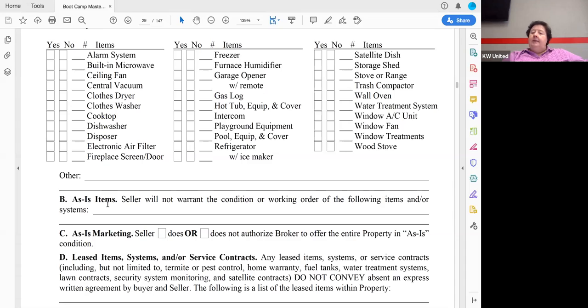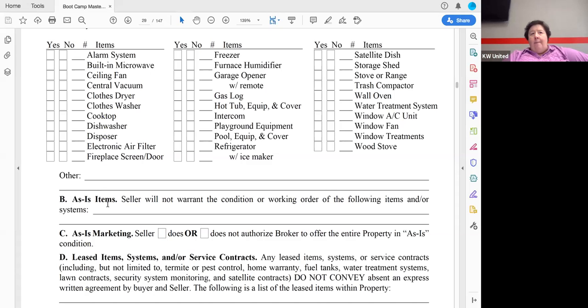Window treatments. So your blinds and the hardware convey, but are there treatments like curtains or valances that are conveying, okay? And a wood stove is not a fireplace, and a fireplace is not a wood stove. Now, a wood stove could be sitting in a fireplace. They have it setting into the fireplace or in front of the fireplace, but it's its own separate box that generates heat with wood, okay? They may or may not convey.